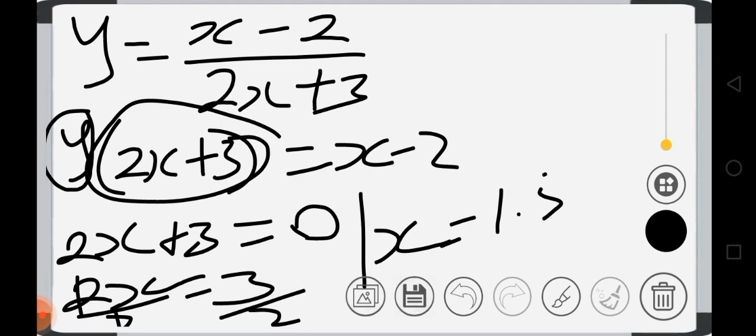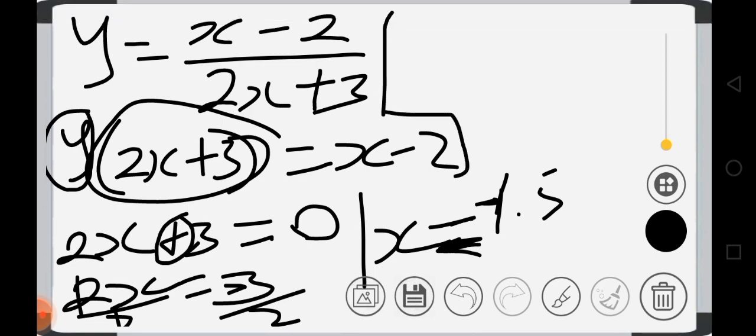So x equals minus 1.5 is an asymptote, and it is parallel to the y-axis. So please take note of that: it's minus 1.5. Remember, to get the asymptote parallel to the x-axis, you equate the coefficient of the highest power of x to 0. To get the one parallel to the y-axis, equate the coefficient of the highest power of y to 0. Then you solve the equation. That's how it works. So thank you.